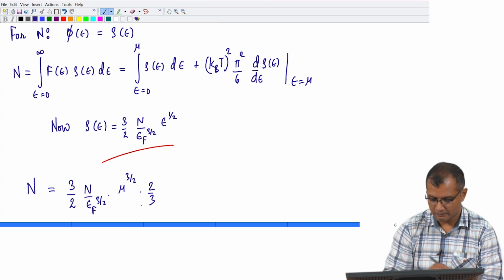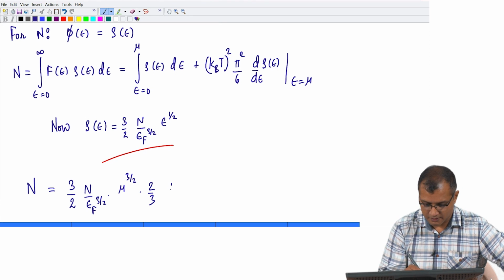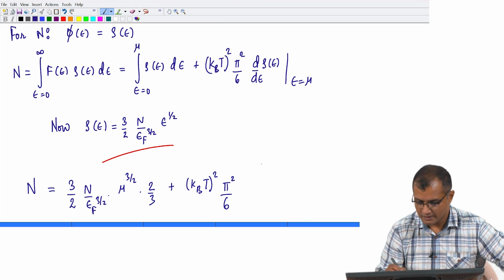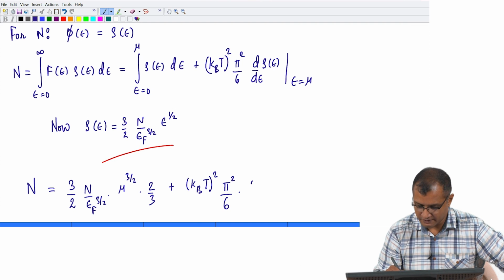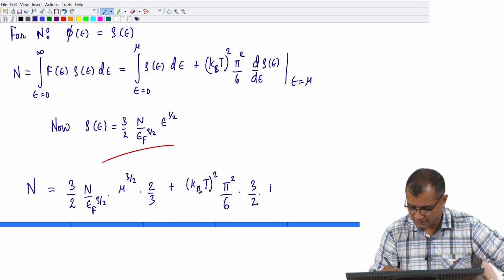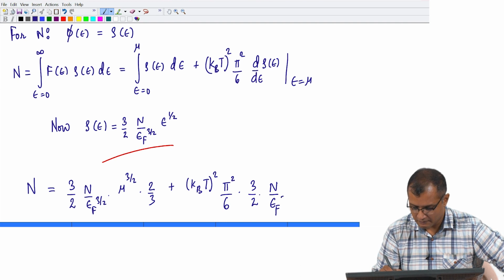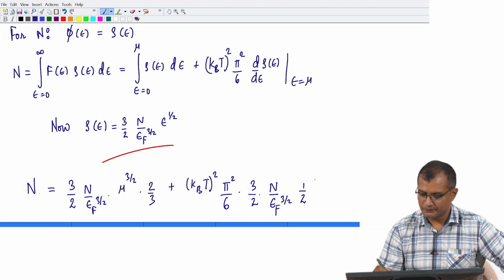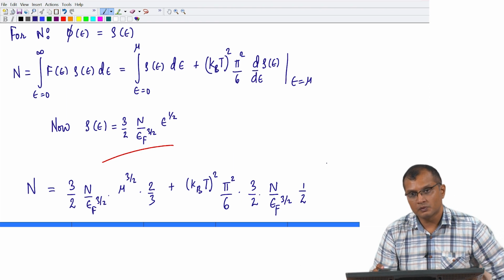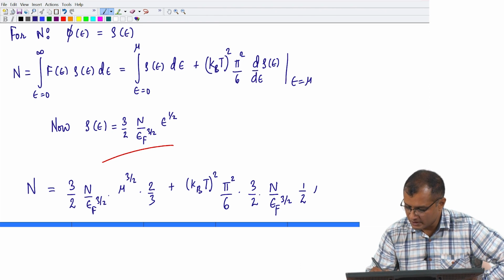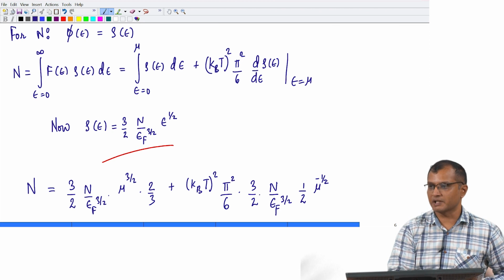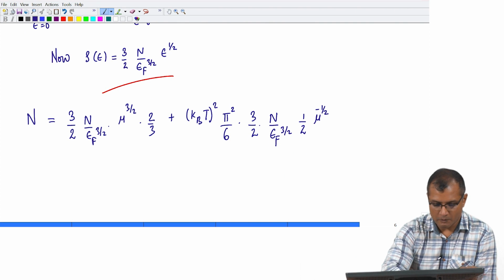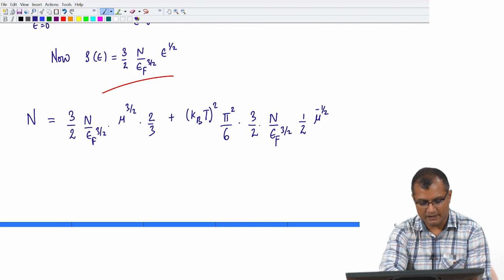into 2 by 3, fine, plus I will have a kT square into pi square by 6, and if I take the derivative I will again get all the same prefactors, and the derivative of square root of E is nothing but 1 by 2 into E raised to minus 1 by 2, but at E equals mu this will be just mu raised to minus 1 by 2. Okay, so now you are easily seeing a lot of common prefactors that you can probably cancel.